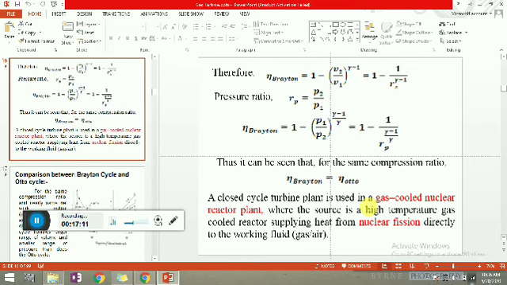Closed cycle turbine plant is used in gas cooled nuclear reactors, where the source is a high temperature gas cooled reactor supplying heat from nuclear fission directly to the working fluid. So you don't use the heat directly, but you exchange the heat from a heat source to the working fluid. That is how it is a closed cycle. You are going to use the working fluid again and again.